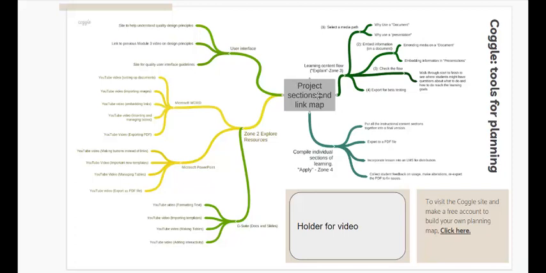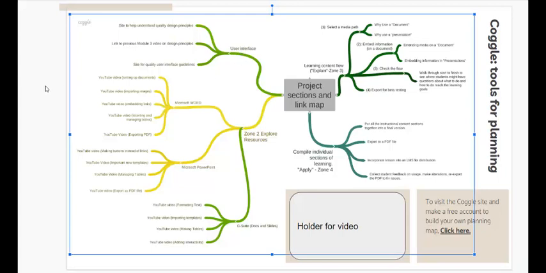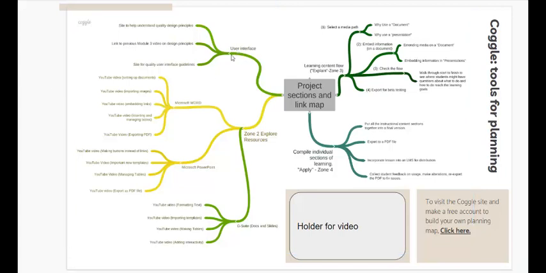This is the project sections link map, and so I knew that there was a section that's going to be about the user interface. And it turns out I didn't use it. I planned it out, but I thought, I could use this for something better. The Microsoft Word PowerPoint features.